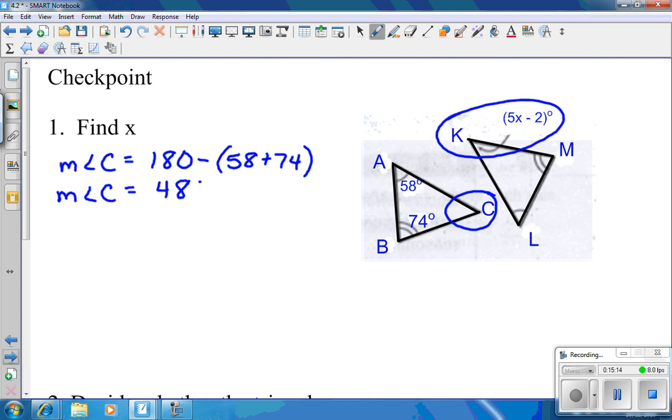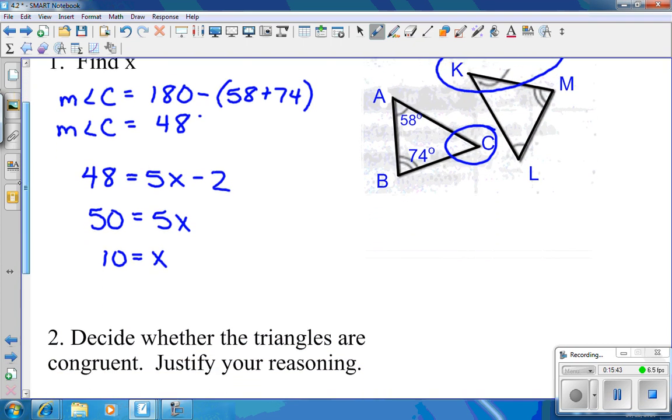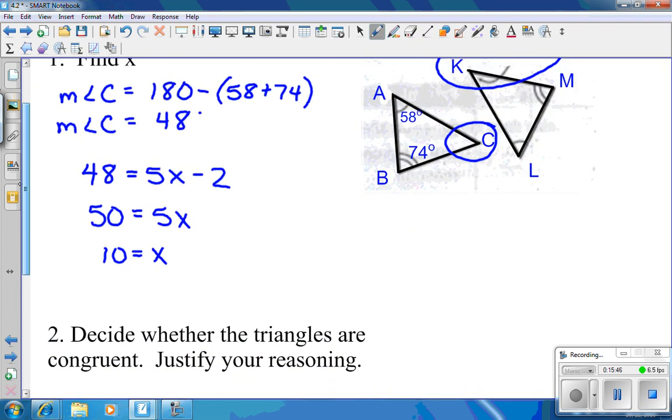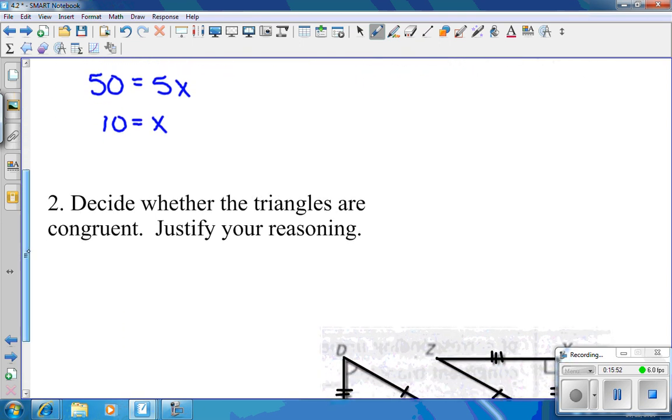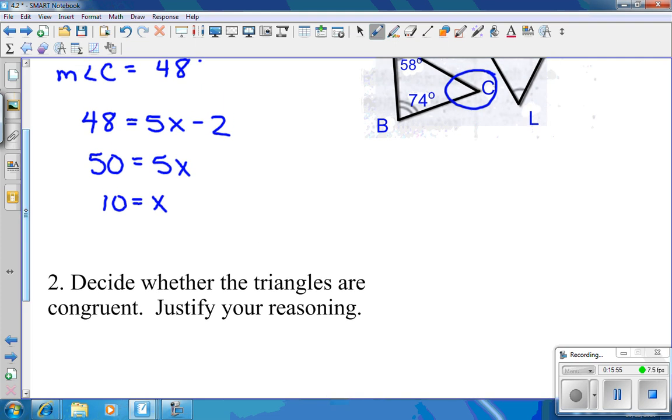You've told me before if C and K are the same, they're congruent, so they're equal, and you set them equal to each other. And then you solve for x. Add 2 to both sides. You get 50 equals 5x. We have 5 times x. The opposite of multiplying is dividing, so divide both sides by 5. 10 equals x. Any questions on how to set that up? Okay.